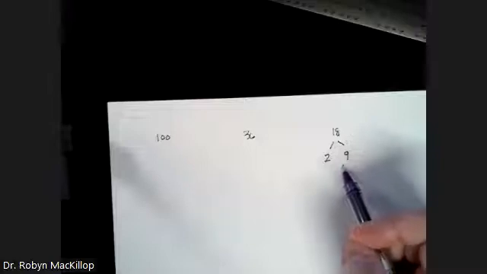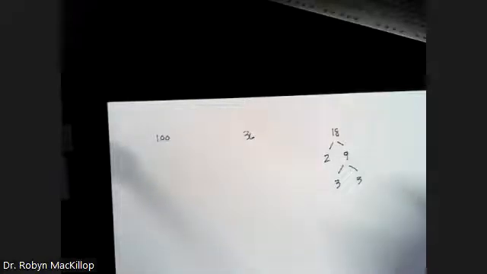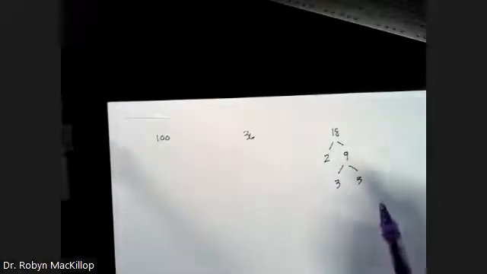Well, you keep on going because you need to break down the 9. You can't do anything with the 2. You're at the end, but we can break down the 9. And 9 is 3 times 3. So we end up with 2, 3, and 3 as the factors of 18.